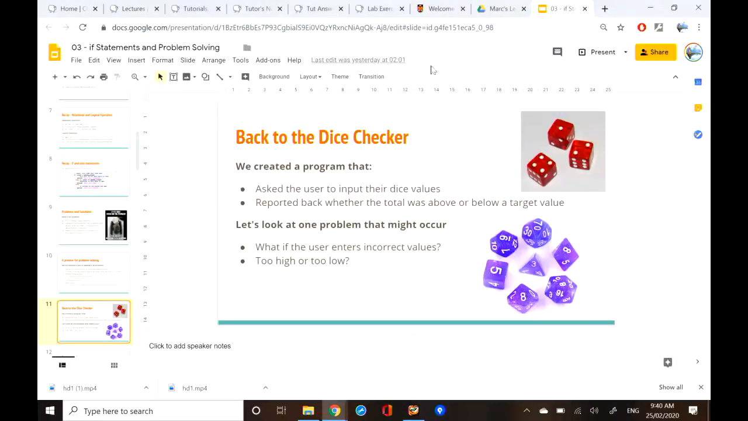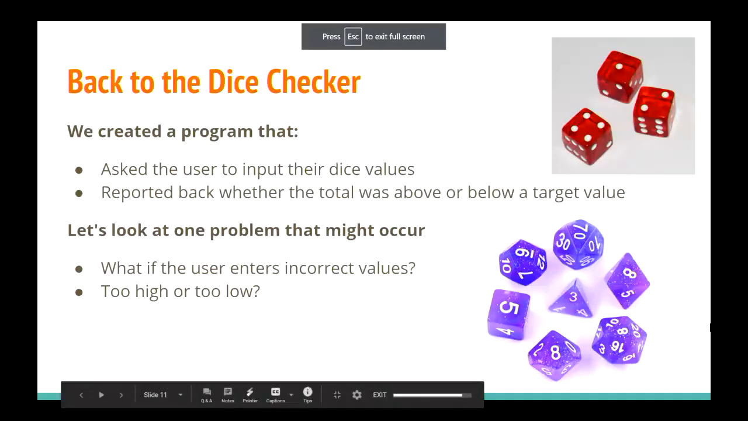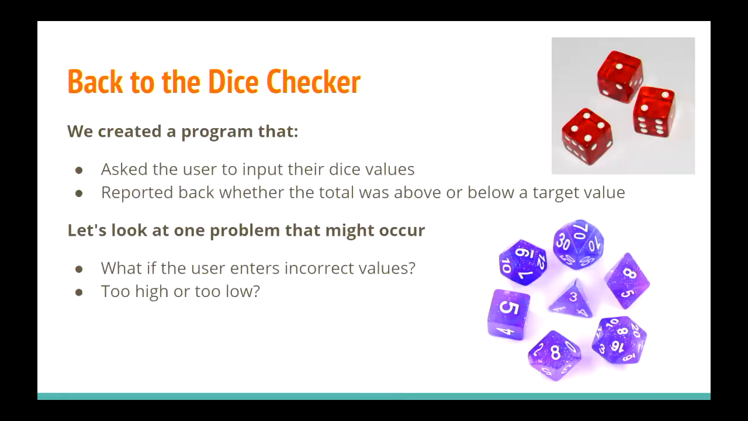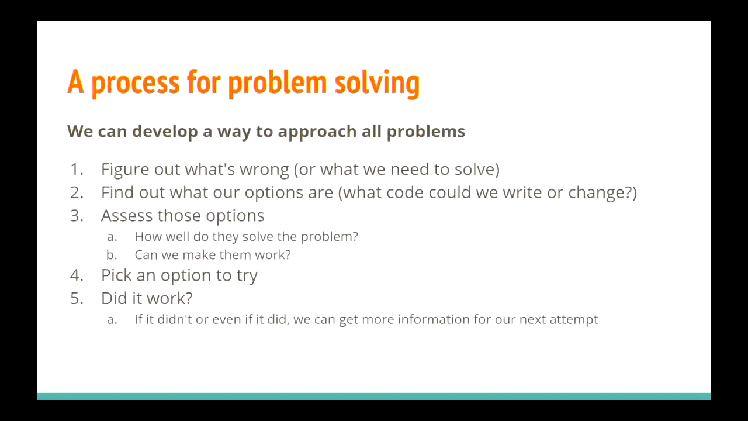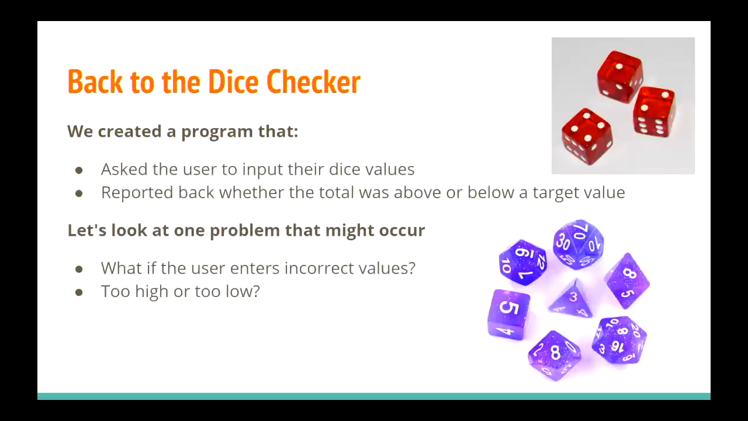So let me just go back to my slides. So that's an idea of where we're at right now. We have a program that can look at the dice values, add them together, and then tell us whether it beat a target or not. The problem that we're having is if someone enters values that are too high or too low, things don't work properly. So if I go back to my problem-solving thing, figure out what's wrong. Okay, we figured out what's wrong. Values too high or too low are causing us issues.